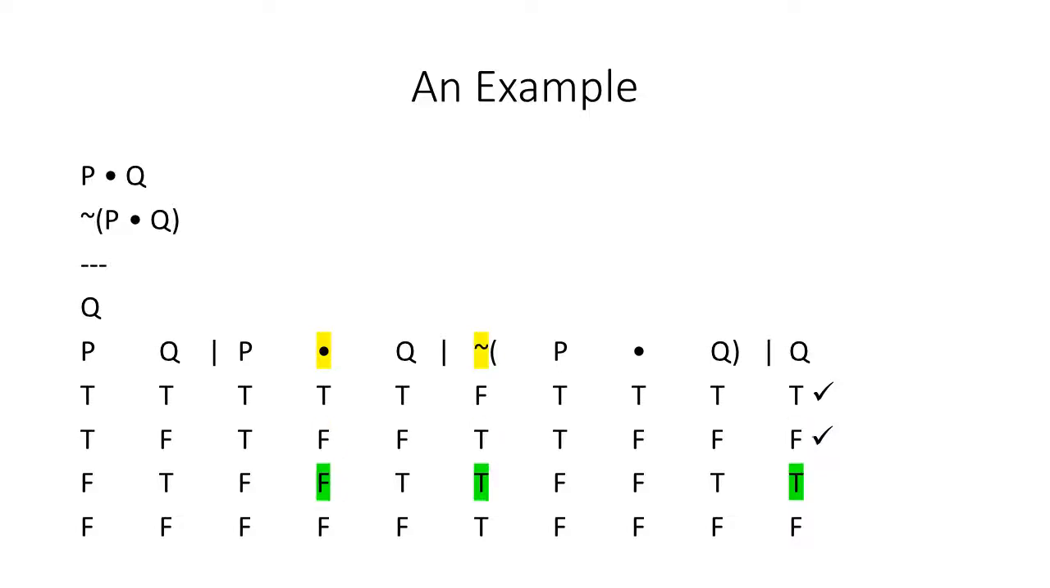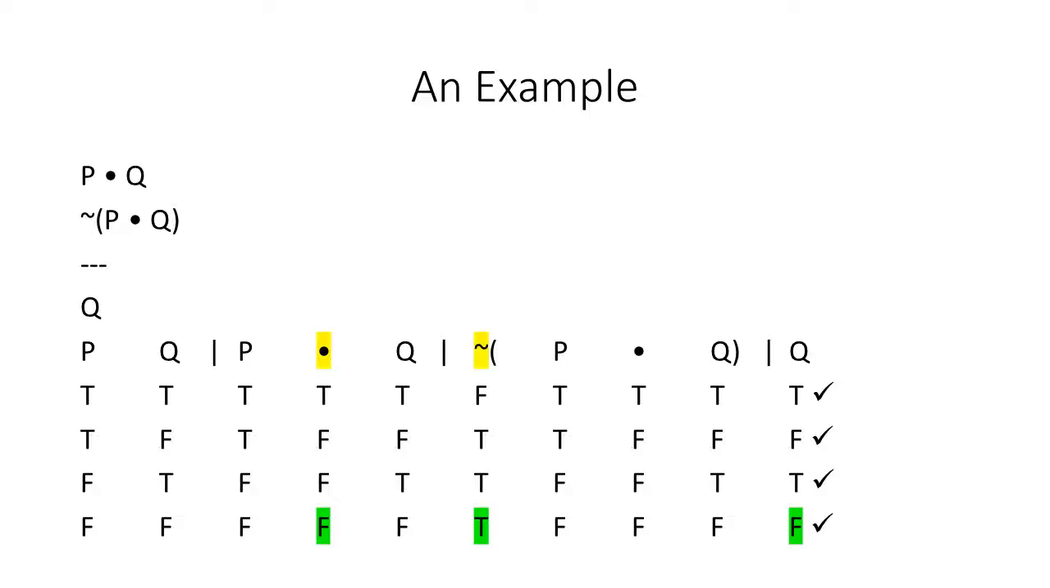Okay, third row. So false, true, true. Is this a row where the premises are true and the conclusion's false at the same time? No. One of the premises is false, so the premises aren't true. So do we put a check or an X here? That's right, a check. Now we can move on to our final line. Is this a row where the premises are true and the conclusion's false? No. One of the premises is false, one is true, so it's not a row where the premises are true and the conclusion false. So do we put a check or an X here? That's right, we put a check.